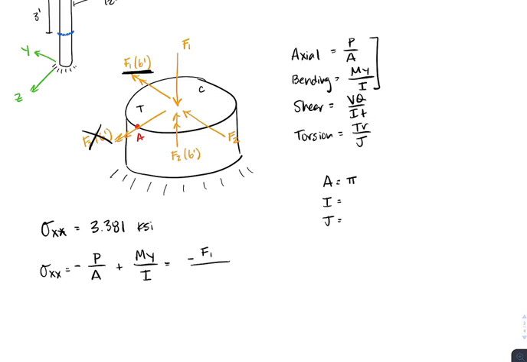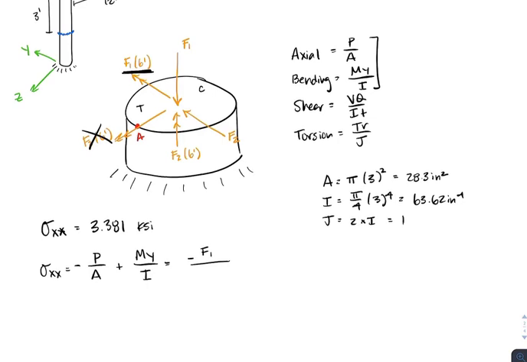So our area for this section is going to be pi times 3 squared. We know our diameter of our pole is 6 inches, so we know that the radius is 3 inches. So that's going to get us a value of 28.3 inches squared. Our I value for a circle is pi over 4 times the radius, which is 3, to the 4th. So that gets us a value of 63.62 inches to the 4th. And then our J value is 2 times the I value. So that's going to give us a value of 127.24 inches to the 4th.